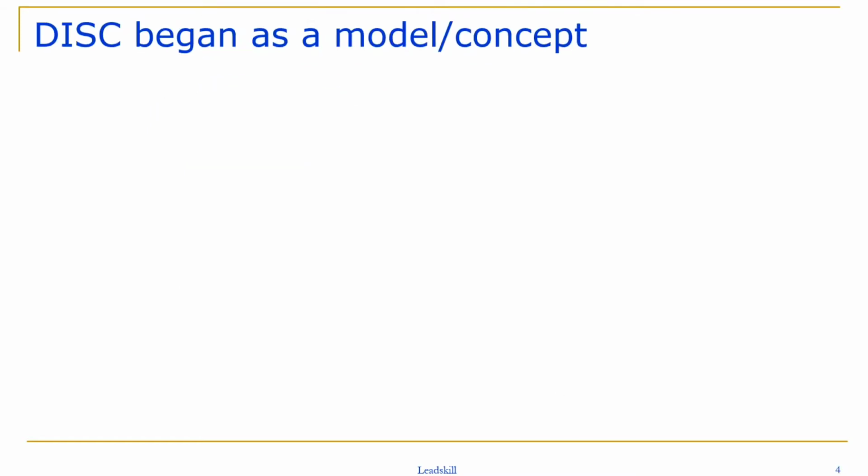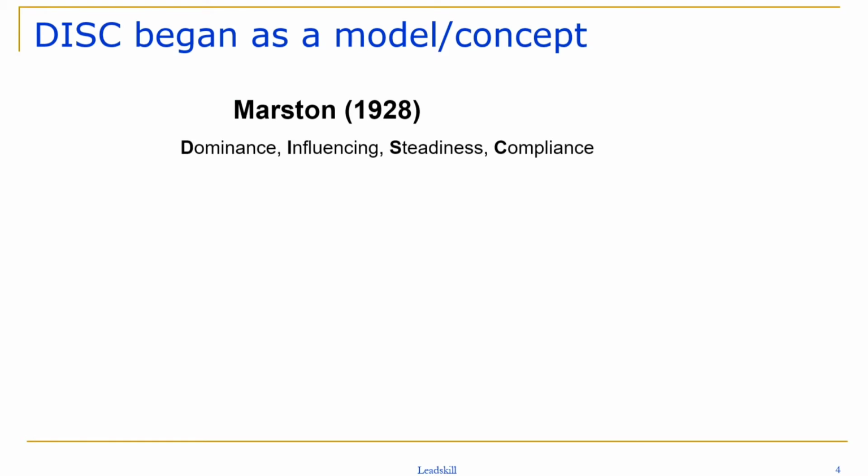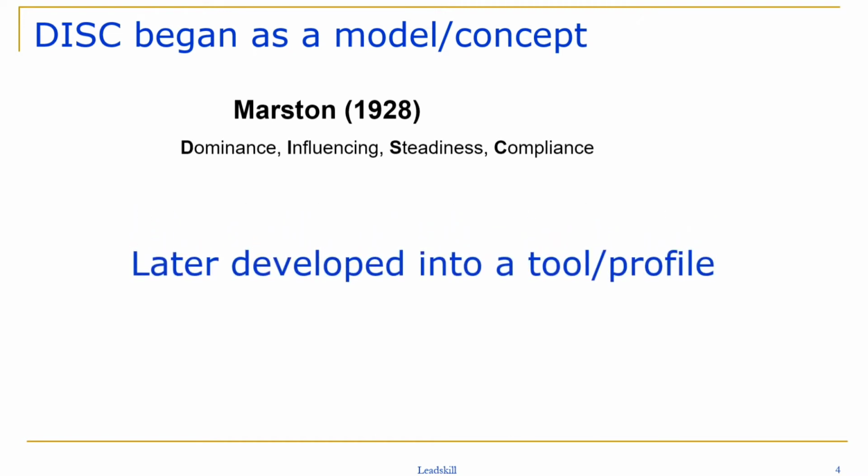DISC began as a model or concept. William Marston published a book in 1928 called The Emotions of Normal People. Marston was also the inventor of Wonder Woman, the character. Marston came out with the idea that there's 4 ways to look at behavior: dominance, influencing, steadiness, and compliance, therefore DISC. Later, this was developed into a tool or profile by Walter Clarke in 1942.